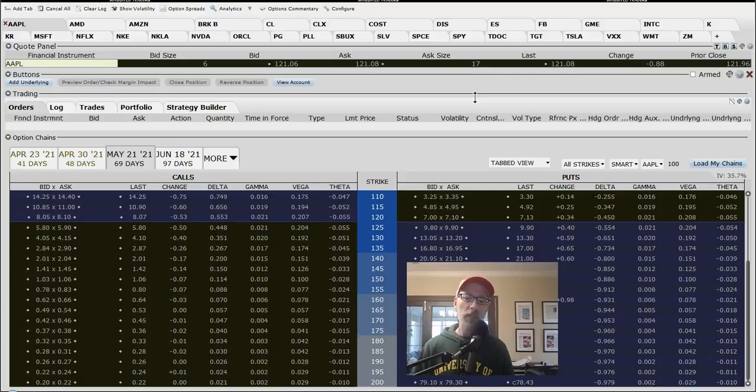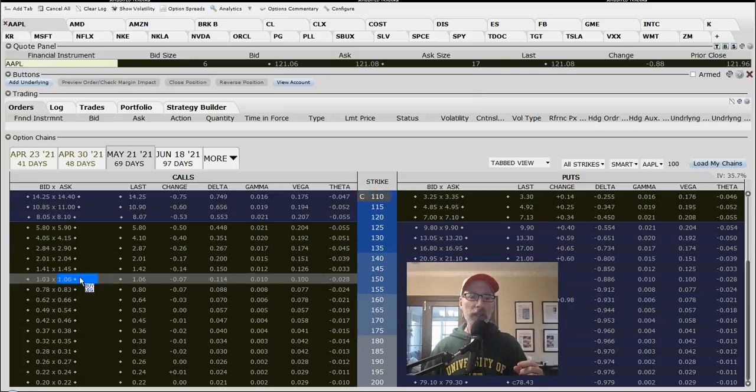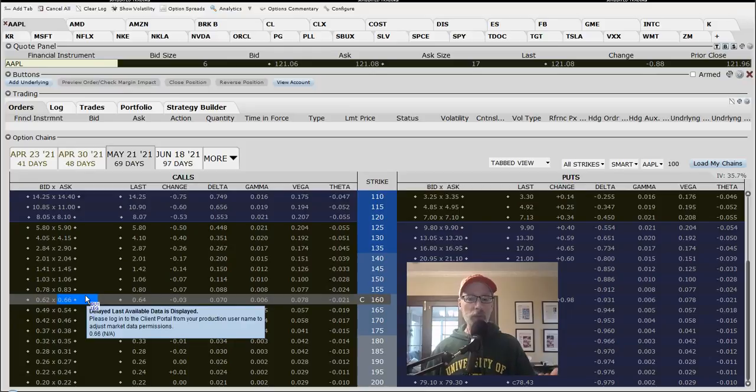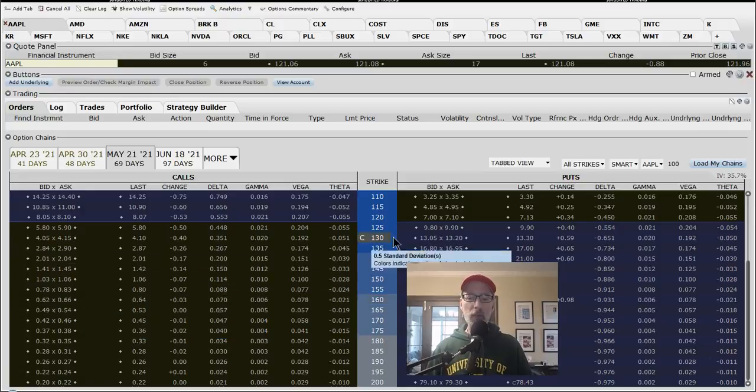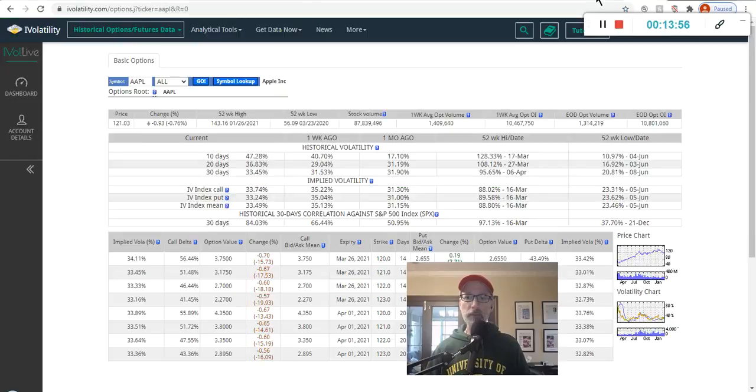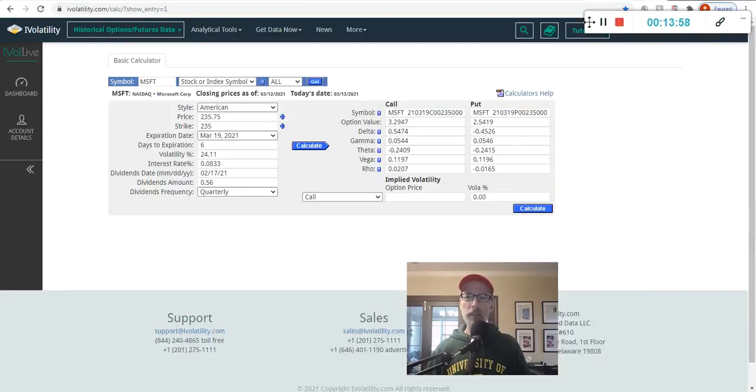If the stock starts moving up quickly, if Apple starts to go up quickly, then this option price will start to go up as well. So you might want to take profits earlier than holding all the way to expiration. I want to show you why that is. Let's pull up an option calculator. I'll show you the volatility as well later.